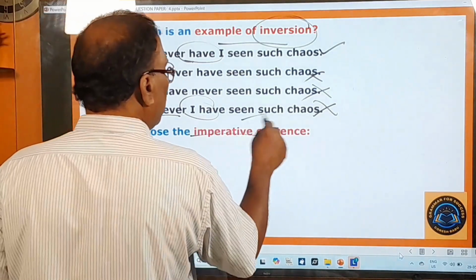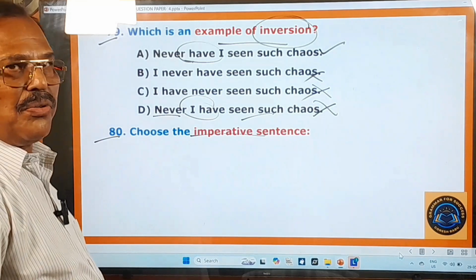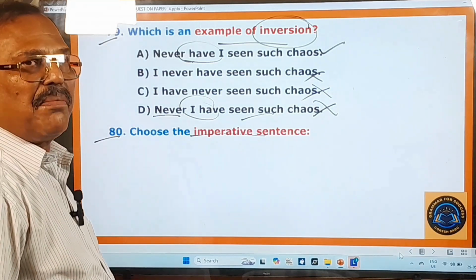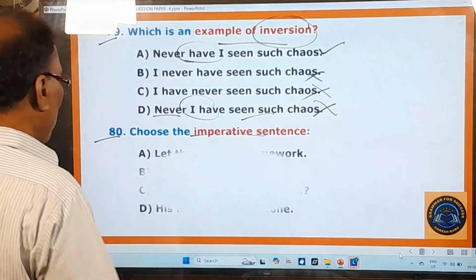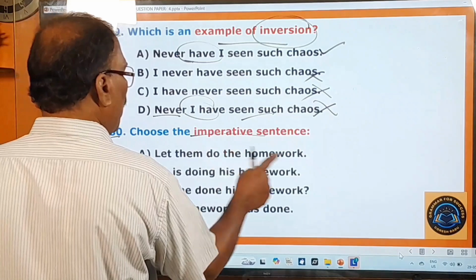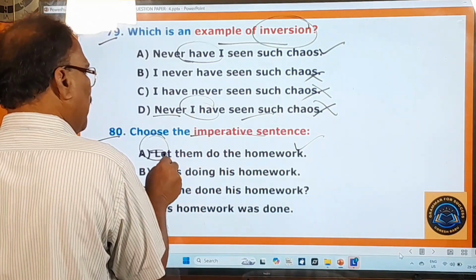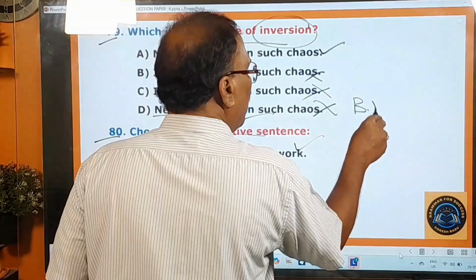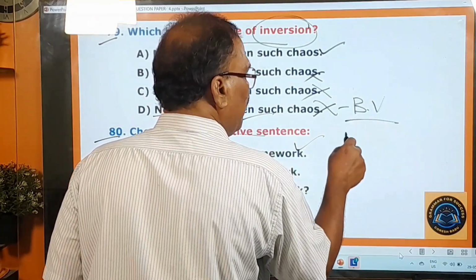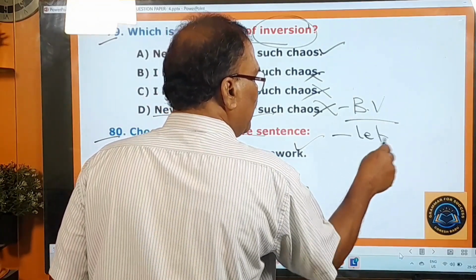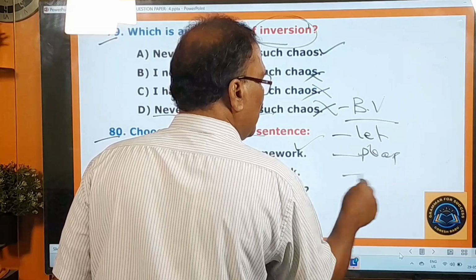Choose the imperative sentence. Oh, again he is asking you to find out the imperative sentence. So options are, let them do the homework. The very first one is the imperative sentence, because the sentence is beginning with let. You know, all the imperative sentences will begin with base form verb, let, please, don't.